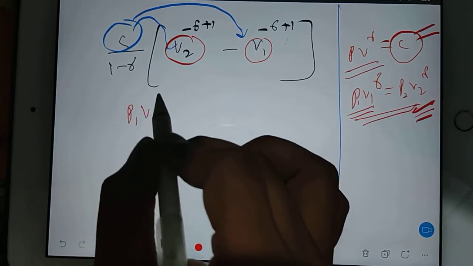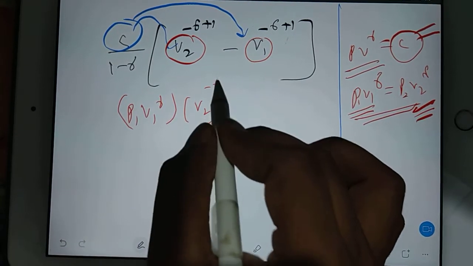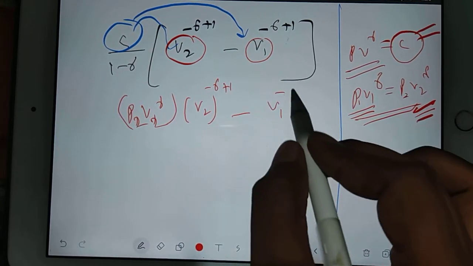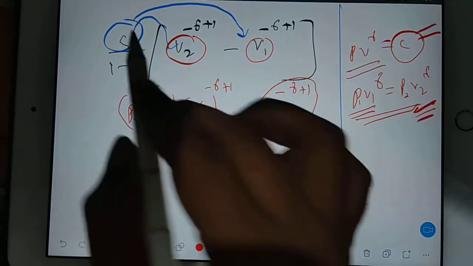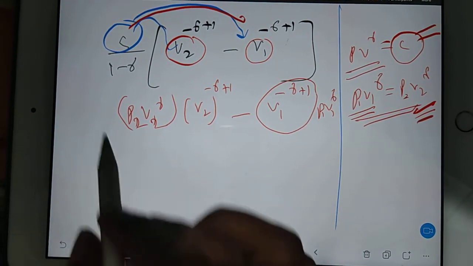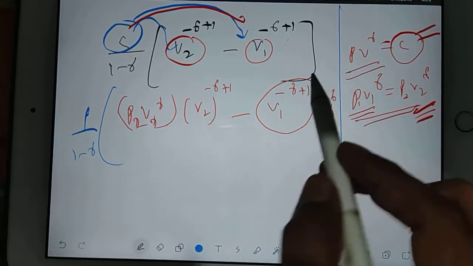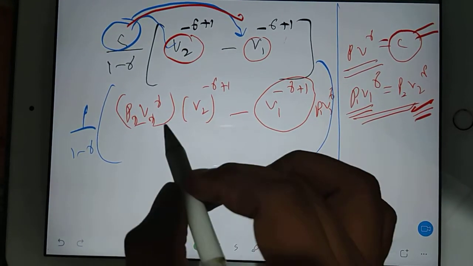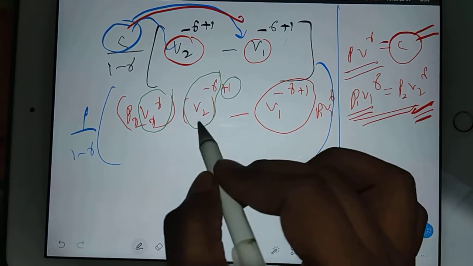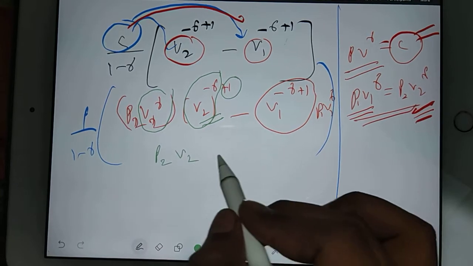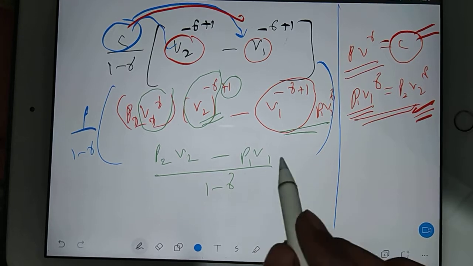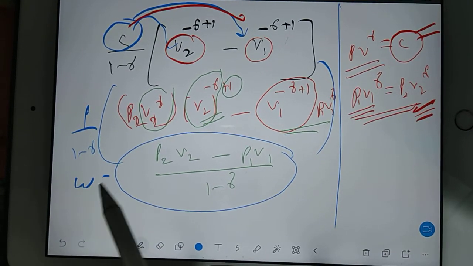So after sending C inside, I am putting the value. It will look like P1 V1 power gamma and V2 power minus gamma plus 1, then V1 power minus gamma plus 1. And here also I have to multiply this C value, so P1 V1 power gamma. And of course 1 by 1 minus gamma is remaining. So you can see this V2 power gamma and V2 power minus gamma will cancel, but 1 power will be remaining, so V2 will be remaining. So you got P2 V2 and here you got P1 V1, divided by 1 minus gamma. If you have any confusion in this, you can ask. So this became your work done.